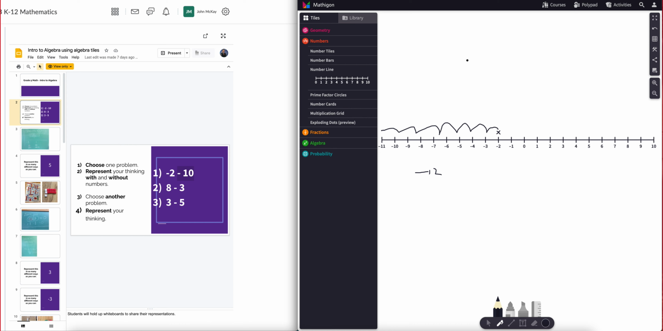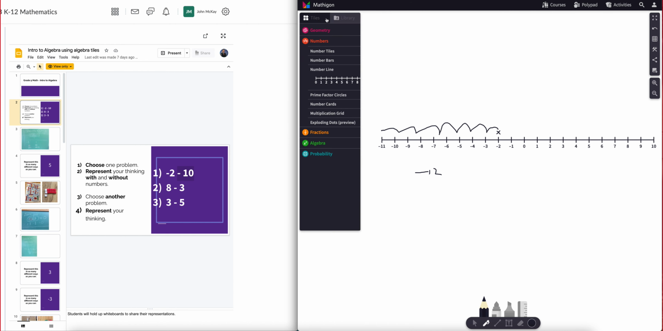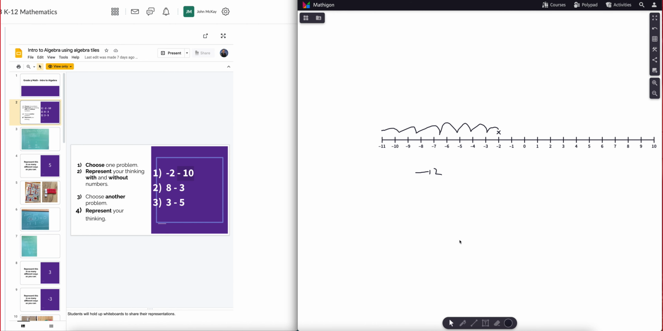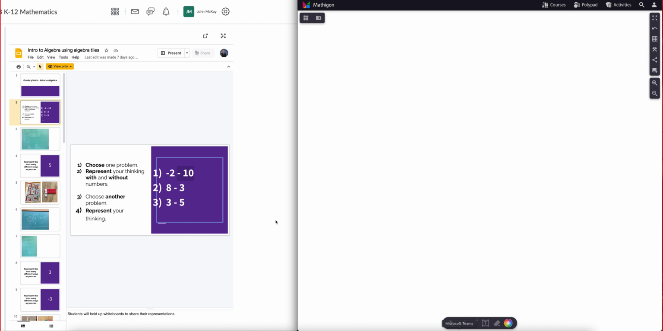So the number line method works as well. Eventually you will be able to lose some of these tools, where you can just do this stuff in your head. Okay, but let's take a look.